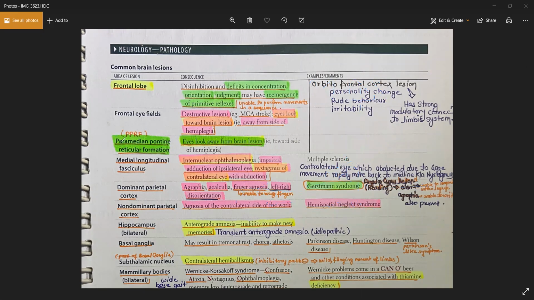Now, if you get damage in the parapontine reticular formation, then the ipsilateral sixth nerve won't be activated, and as a result, you won't get the contraction of the lateral rectus, right? So what happens is the eye will look away from the brain lesion. That means towards the side of hemiplegia.